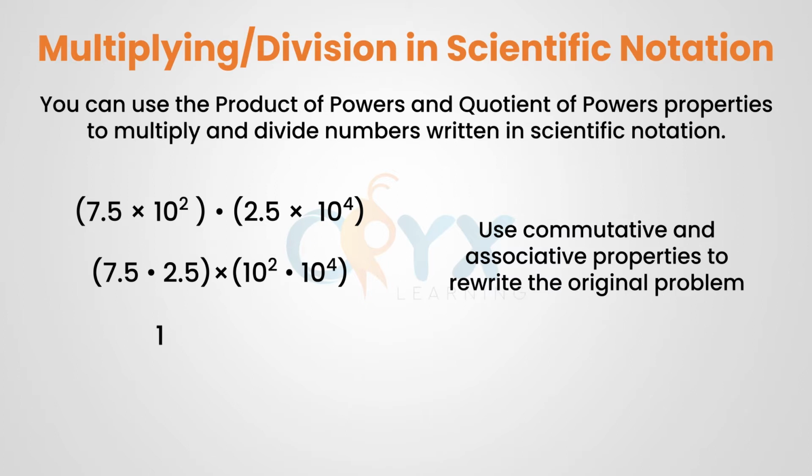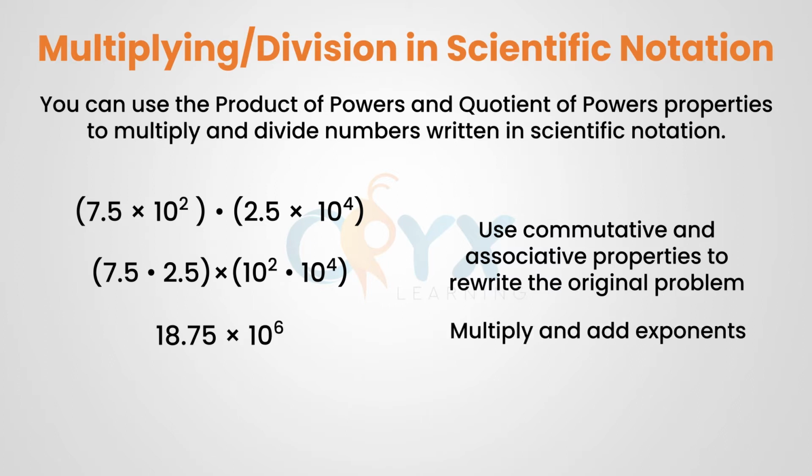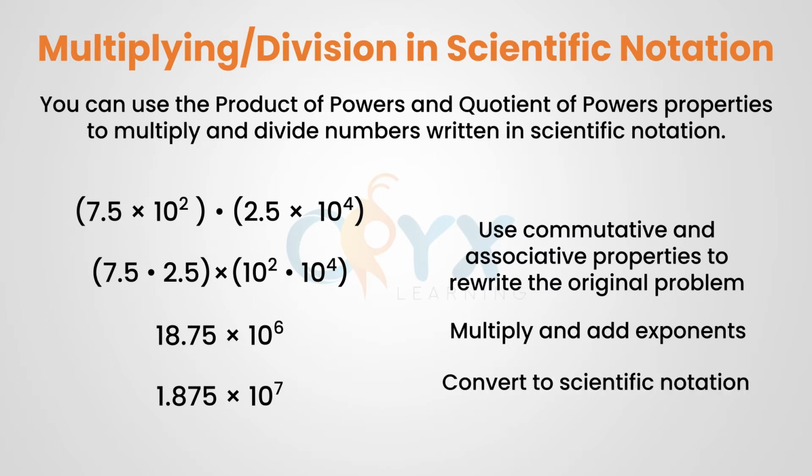Multiplying, we get 18.75 times 10 to the sixth. Remember, when multiplying like bases, we add the exponents. In this case, 2 plus 4 would give us the 6. This answer is not in proper scientific notation. In order to put it in scientific notation, I will move the decimal point to the left and add 1 to the exponent.